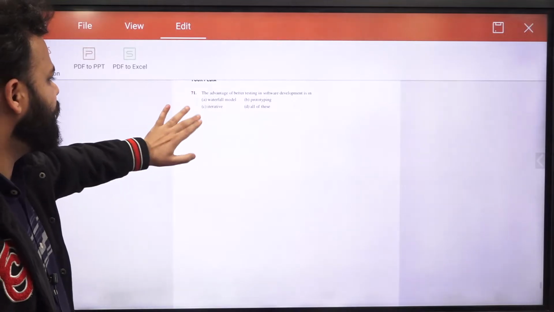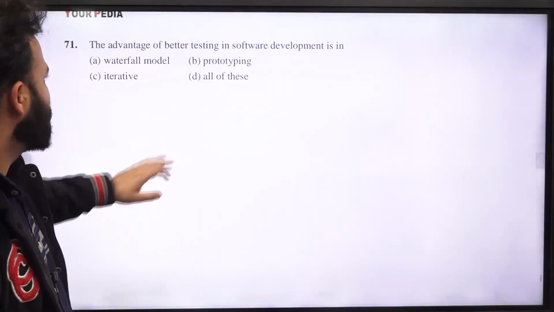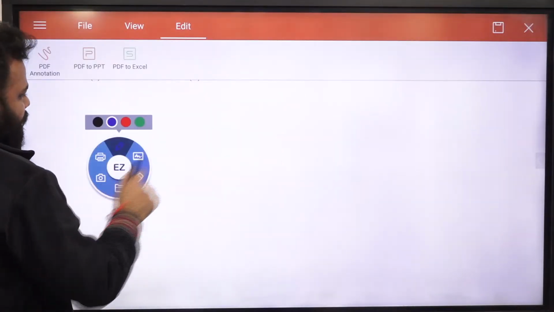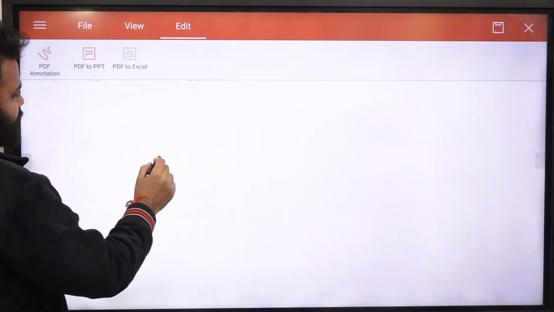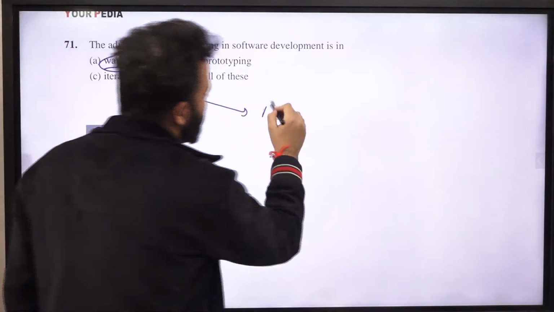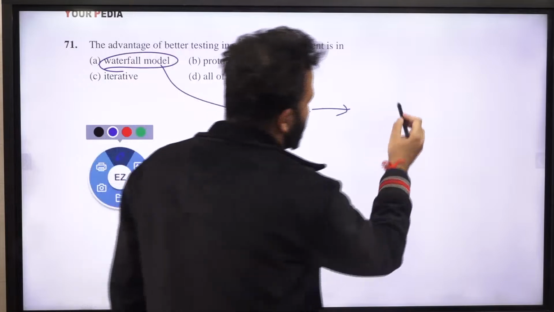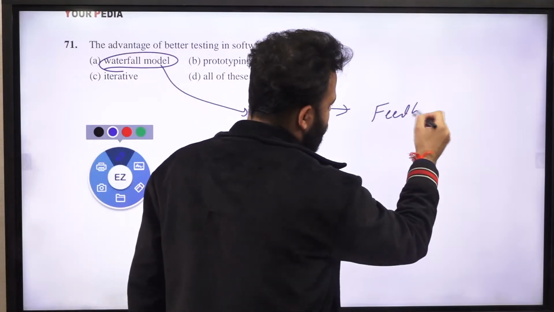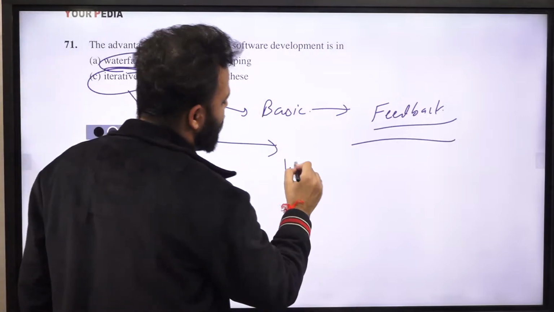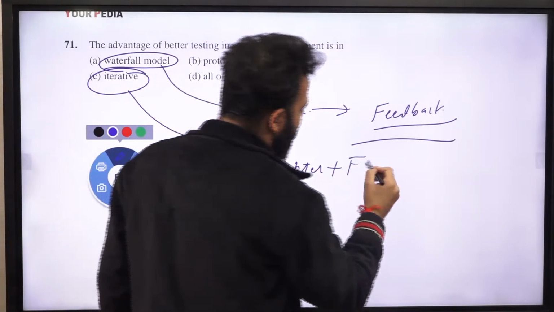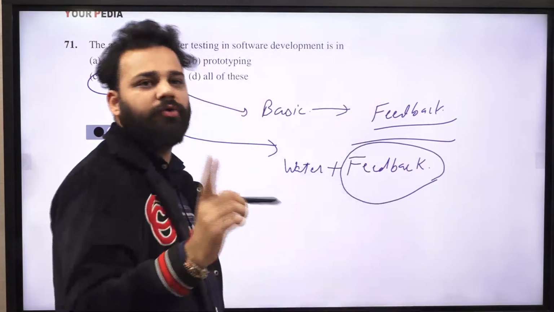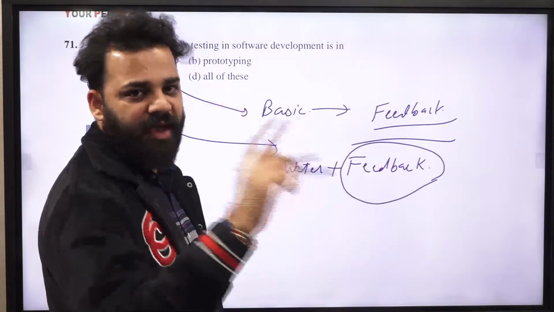The advantage of prototype testing in software development is in. So one thing, the waterfall model is a basic model. You don't have any feedback in this. The iterative model is just a form of waterfall model but with feedback. But one thing to notice is that feedback will not go to the first stage. It will go till the second stage only.